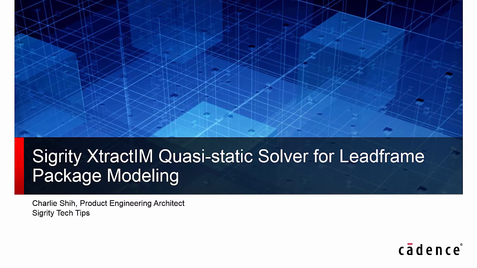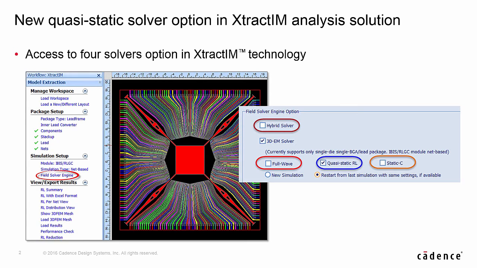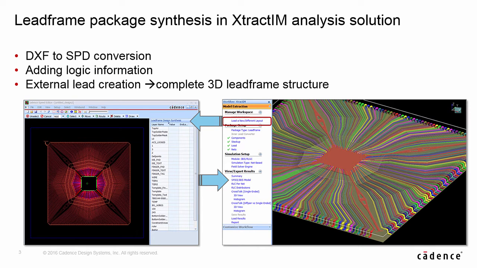I'm pleased to introduce the Sigrity IM quasi-static solver for leadframe package modeling in this demo movie. With the new quasi-static solver option in IM, now you can access 4 solver options in the same environment for different package structures. The workflow in IM remains the same for different solver options. The quasi-static resistance inductance and static capacitance can be selected separately or together. The simulation results can be reused to generate the SPICE model.